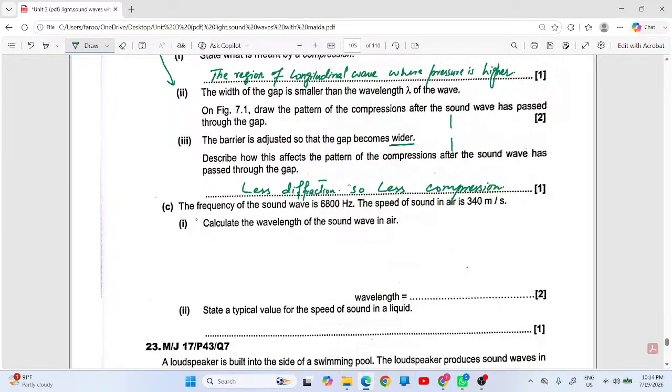Next is the frequency of the sound wave is 6800 hertz. The speed of the sound in air is 340. Calculate the wavelength of sound wave in air. Wavelength of the sound wave is lambda. Lambda equals v by f. Now v is 340 divided by 6800. करें, क्या आता है आंसर? 0.050.